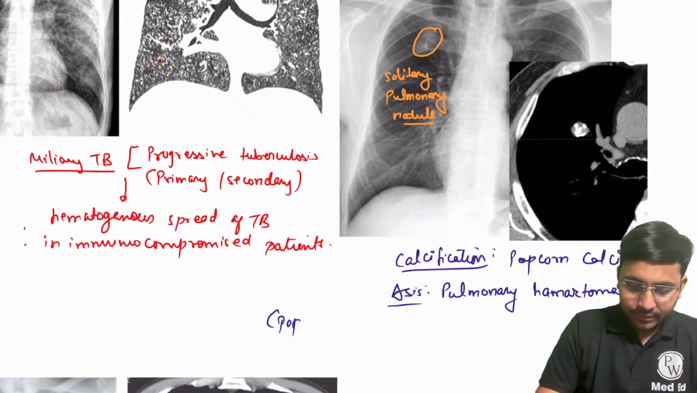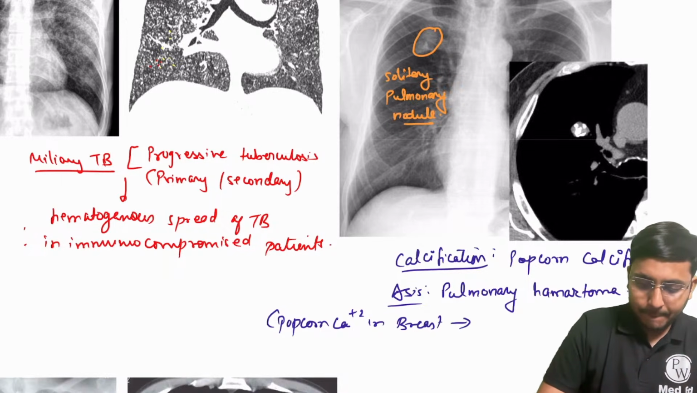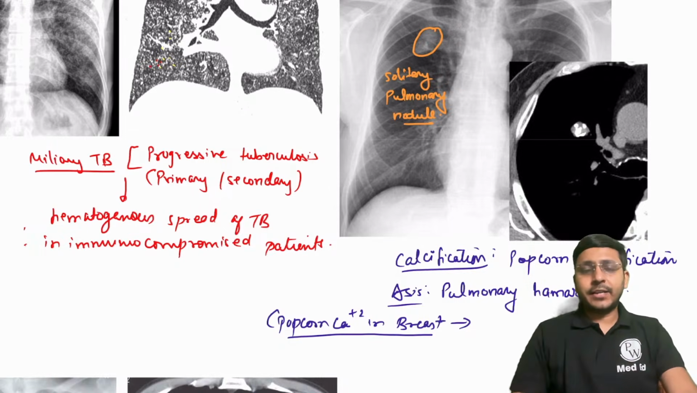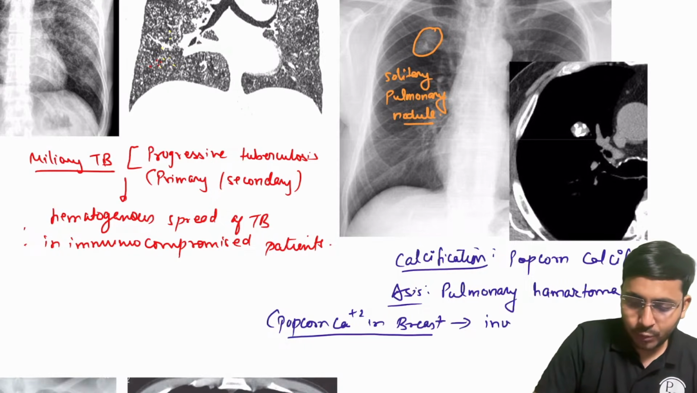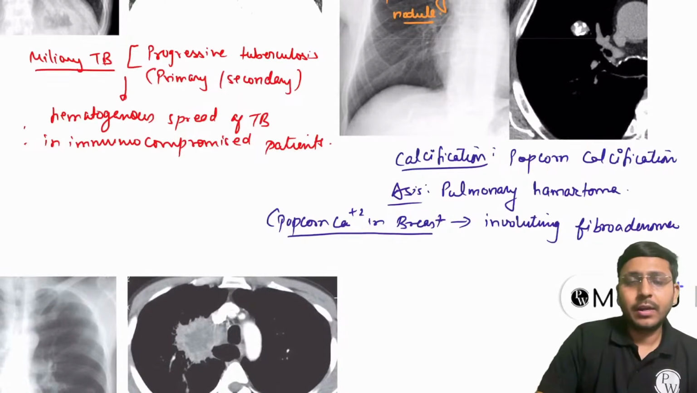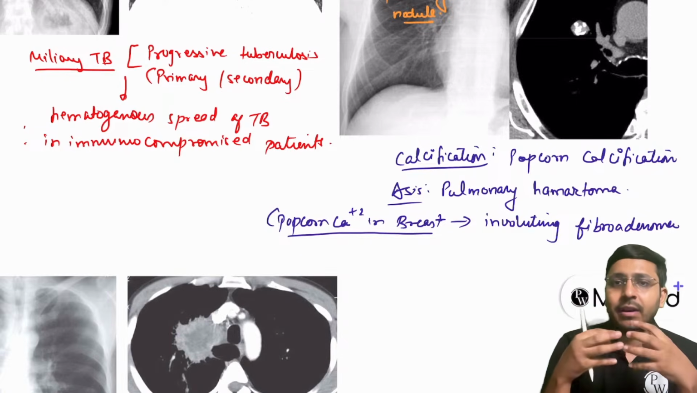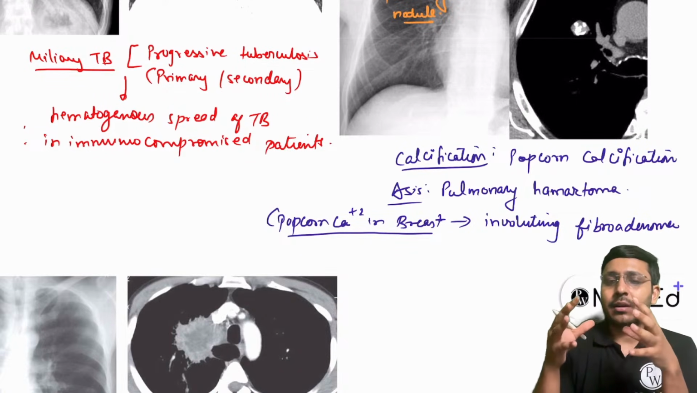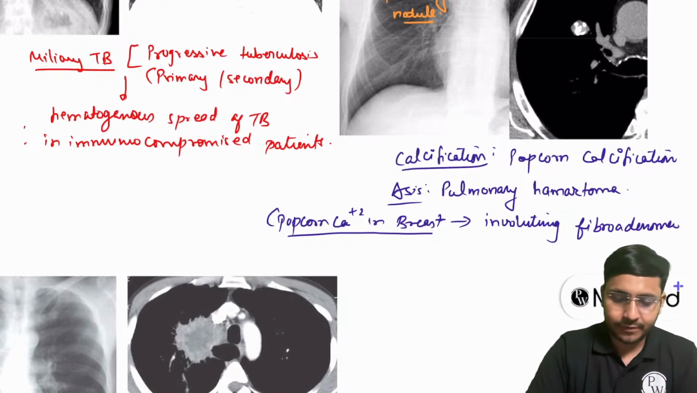Tell me, popcorn calcification in breast is seen in what? Yes, this is involuting fibroadenoma. Good. Involuting means the dying fibroadenoma. The fibroadenoma which is regressing in size, which is now dystrophic calcification. It is like dying in size. This is involuting fibroadenoma.